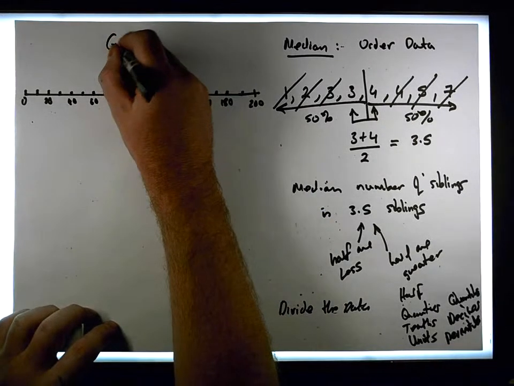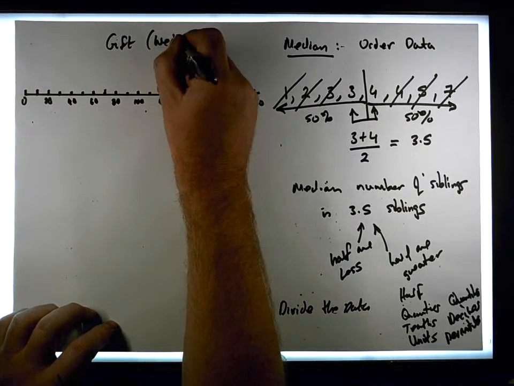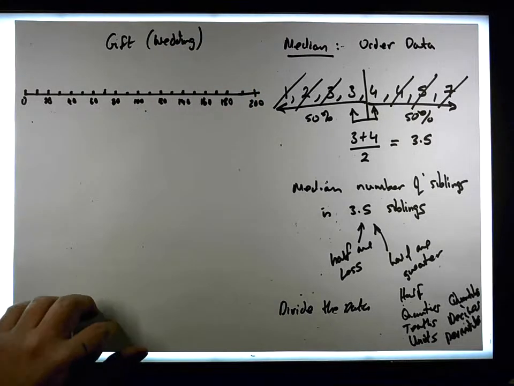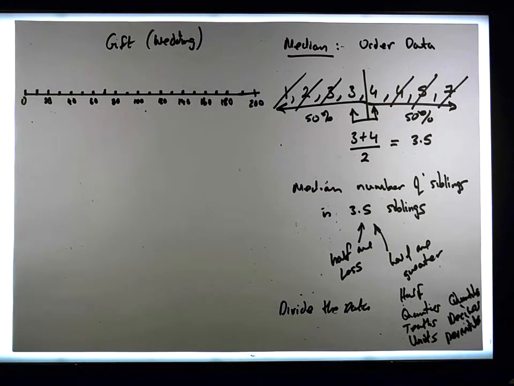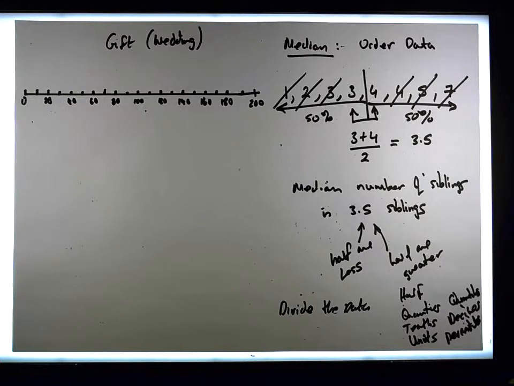So the gift that you might present when it comes to a wedding. I'm just interested in the characteristics of this particular type of distribution. So what I'm going to do is ask people the question: how much did they give as a gift when they got to this particular wedding?